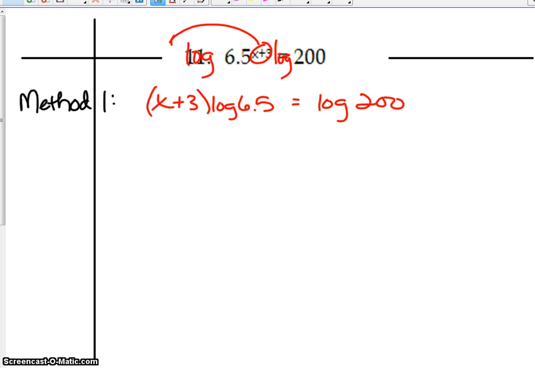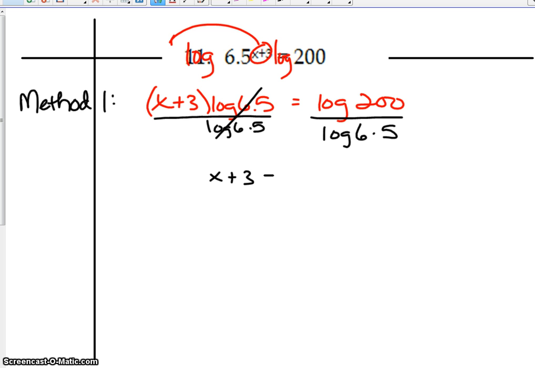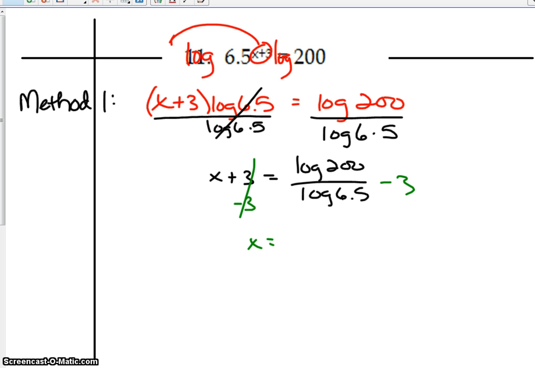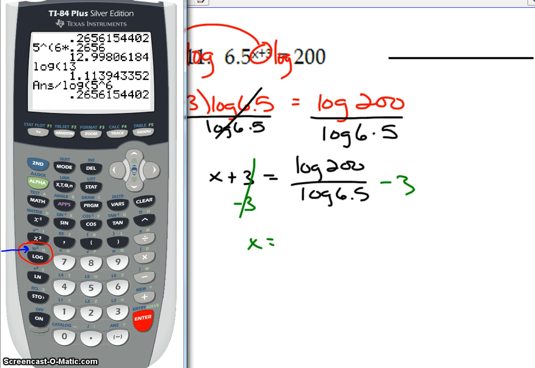Okay. What I could do is I recognize that I have x plus 3, so I have something times log of 6.5. So what I could do is I could divide that log of 6.5 away from both sides first. Okay, which would leave me then with my x plus 3 equals log of 200 over log of 6.5. And then it's pretty simple because to get rid of my 3, all I'm going to do is go minus 3 on both sides. And I'm all set to go to the calculator.